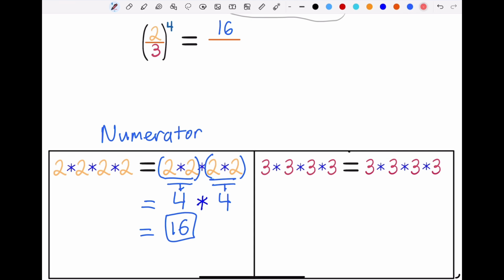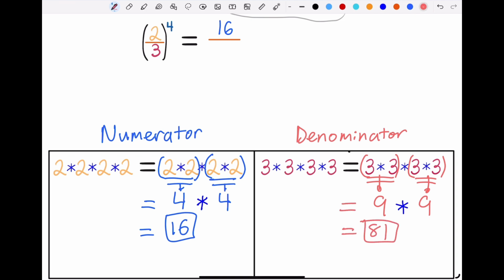For the denominator, we're going to multiply the four 3's together. And just like we did with the four 2's, we're going to group the first two 3's together, and then we'll group the last two 3's together. And since we know that 3 times 3 equals 9, we're going to replace these groups of 3 with their products of 9. So we have 9 times 9. And we know that 9 times 9 equals 81. So that means our denominator is 81.